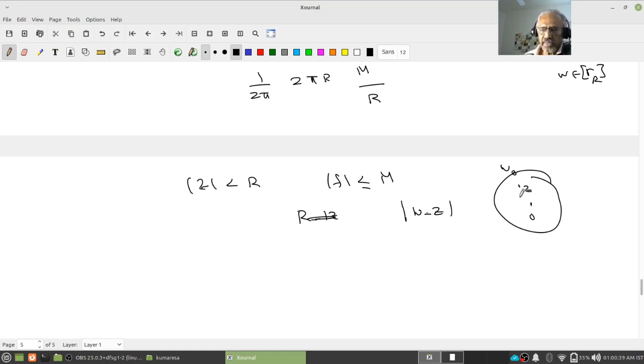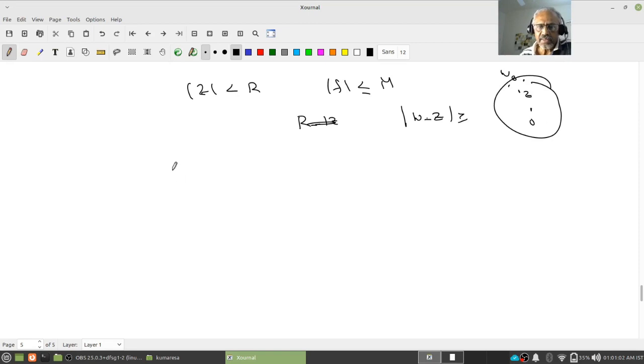Do I have any kind of estimate here? I don't, because z can be as near to the circle as necessary. So I may not be able to say this is greater than or equal to something. It need not be bounded away from 0. Do you understand? z can be here, z can be still further near. So I cannot get that estimate.